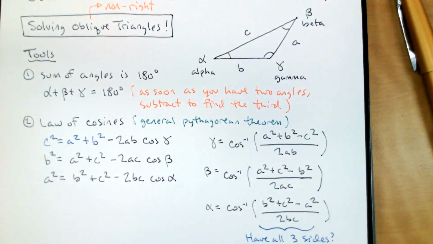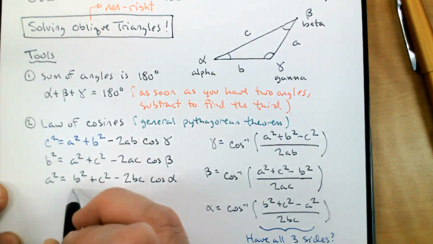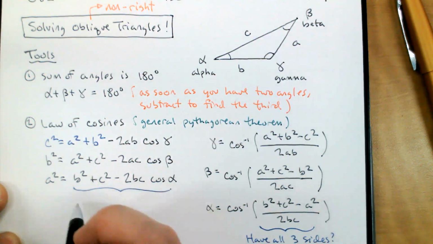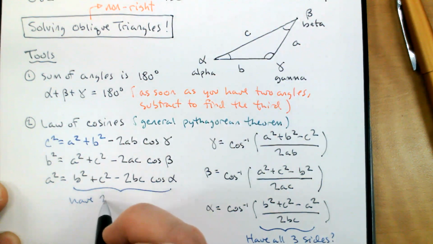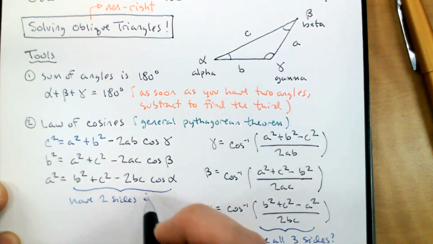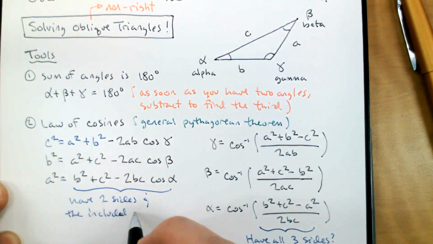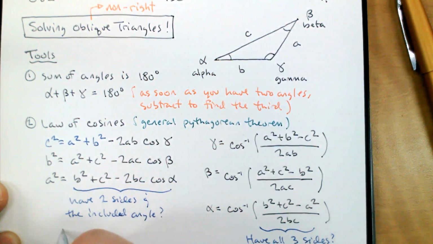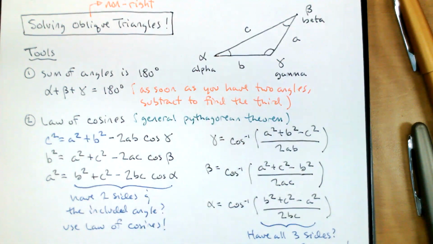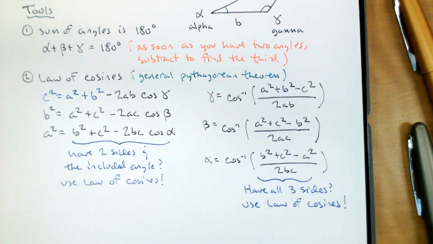So if we have 2 sides and the angle between those sides, 2 sides and the included angle, we'll use the law of cosines.